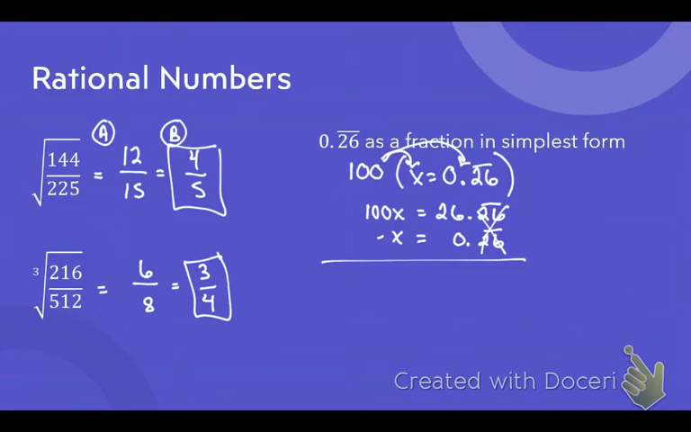All right, so what's 100x minus x? 99x equals 26. Now I solve for x. Divide both sides by 99. And x equals 26 over 99.